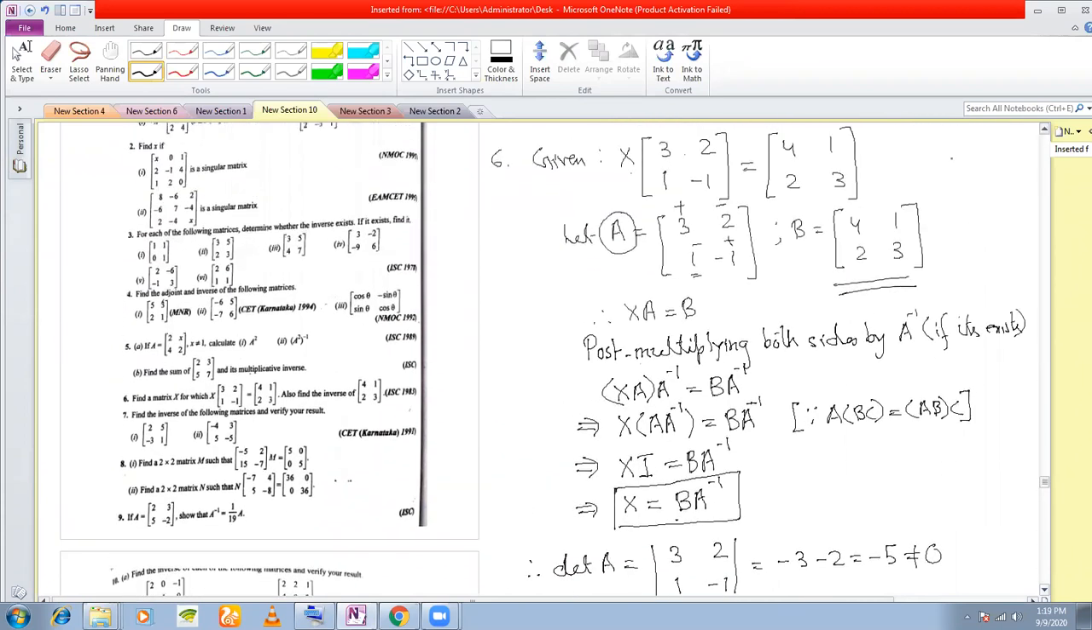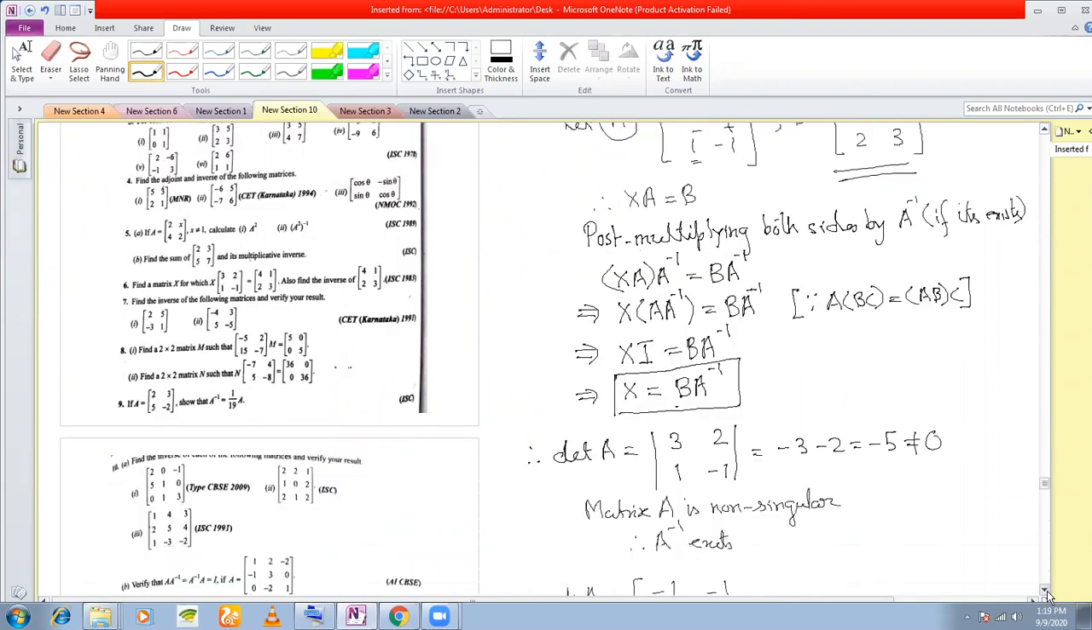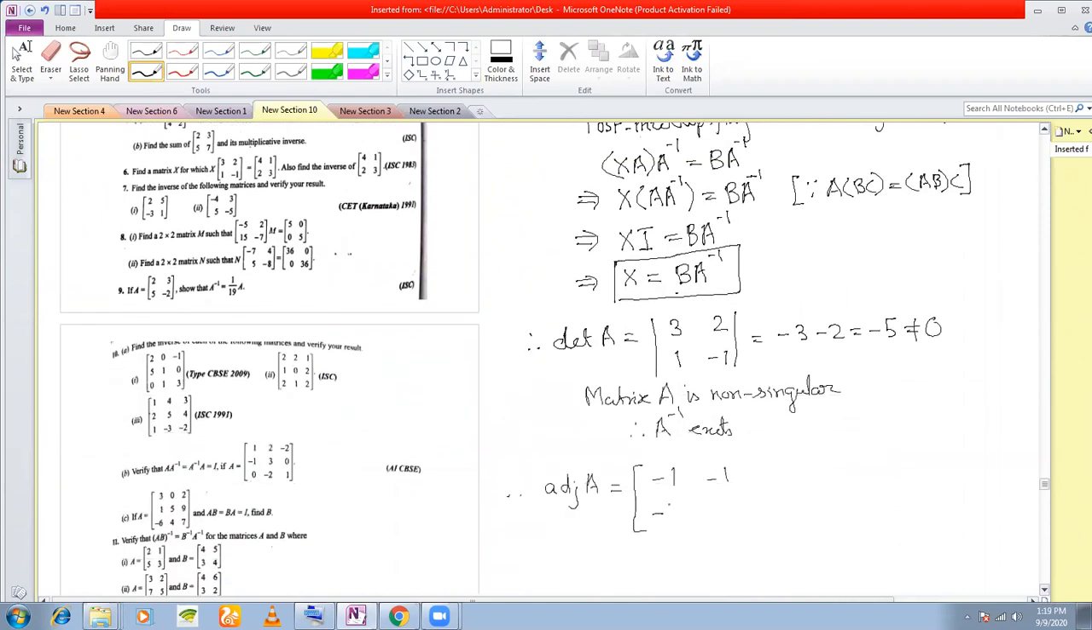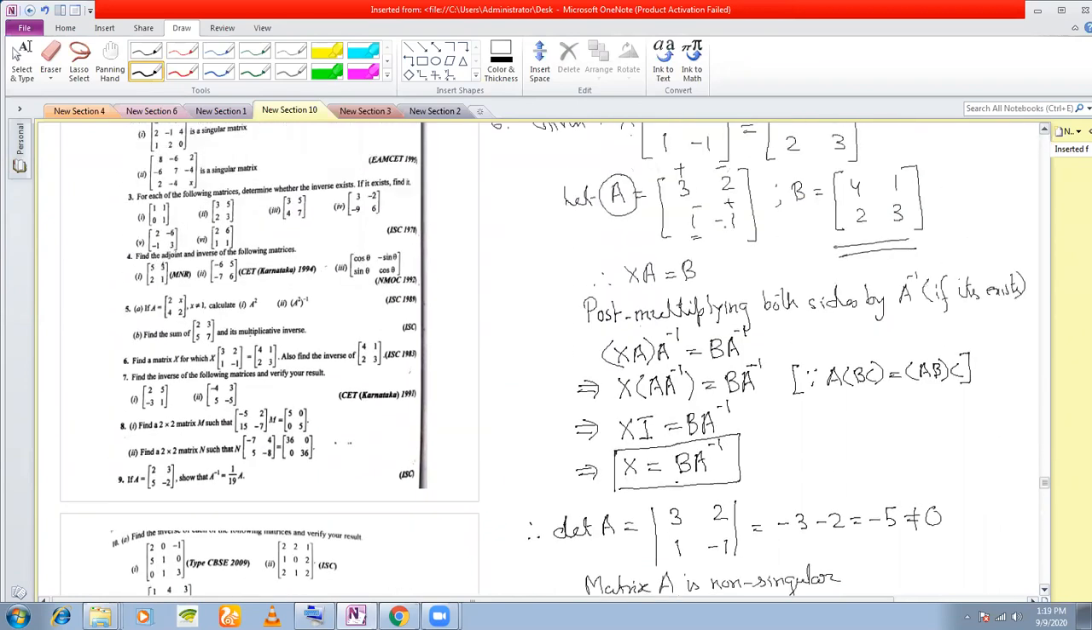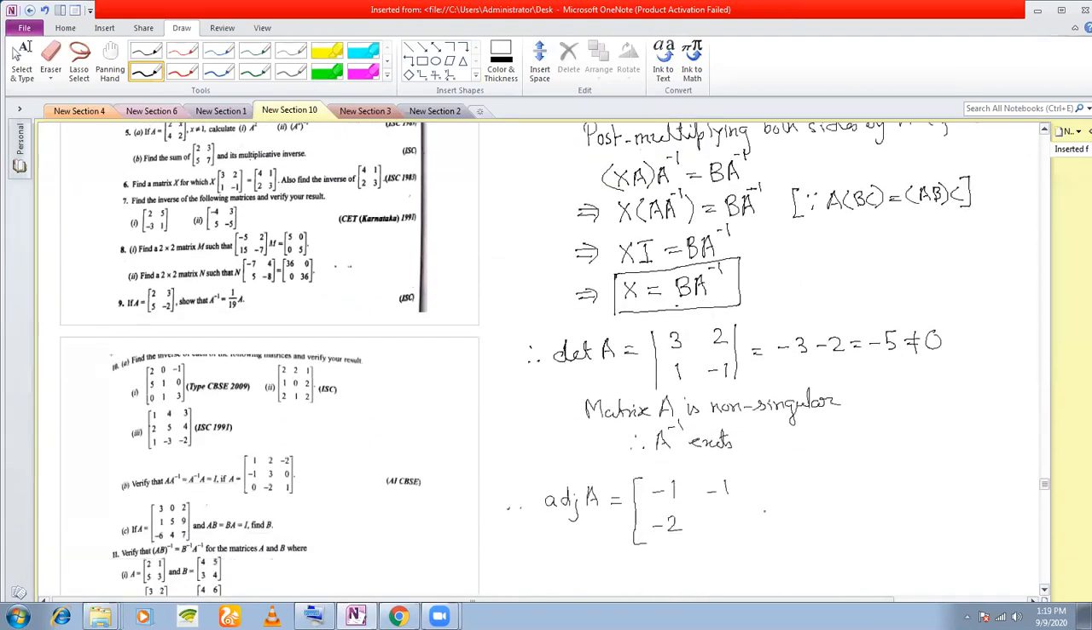Next, for 2 with 1, you have a plus sign, so a 2 with a minus sign. Minus 2. And then finally, here for minus 1, you have a 3 with a plus sign. And do not forget to take the transpose. So you have minus 1, minus 1, minus 2, 3.